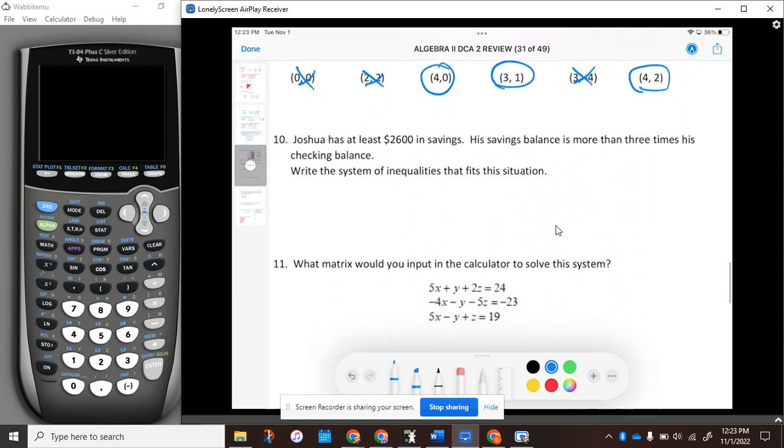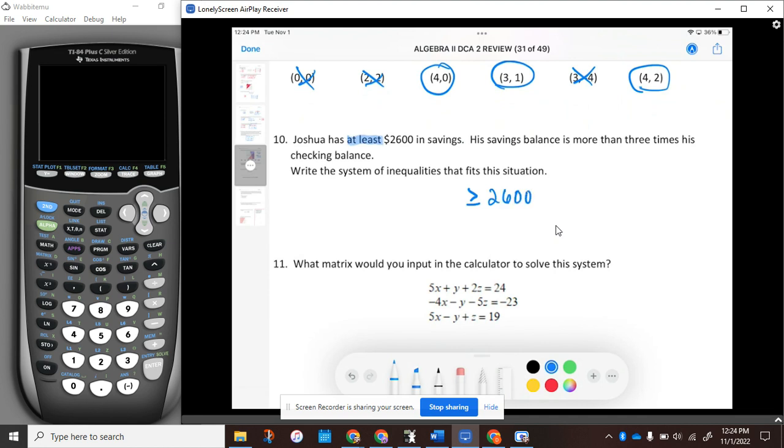All right. Problem number 10. We've had problems that look just like this before, where you write down the system. At least $2,600 in savings. When we see that phrase "at least," what symbol are we going to use? It's going to be greater than or equal to. So something is at least 2,600.